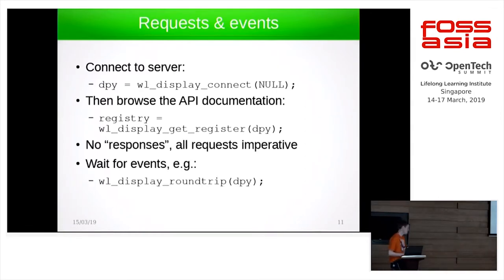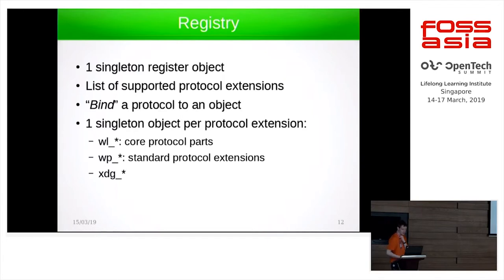So it turns out that in Wayland there are no responses to requests. Everything is based on events. Everything coming from the server back to the client application is based on events. And so what the registry does is basically provide a list of the supported protocol extensions and baseline protocol features.